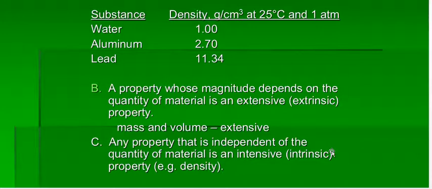There are two types of properties, extensive and intensive properties. Extensive properties depend on the quantity of material. Mass and volume will change as the quantity of material changes. A property that's independent of the quantity of material is an intensive property like density. The density of water is 1.0. Doesn't matter if you have a small amount of water or a large amount of water, the density is 1.0. So density is intensive, so is color, so is melting point. Those are a couple examples of intensive properties. They do not depend on the amount of substance present.